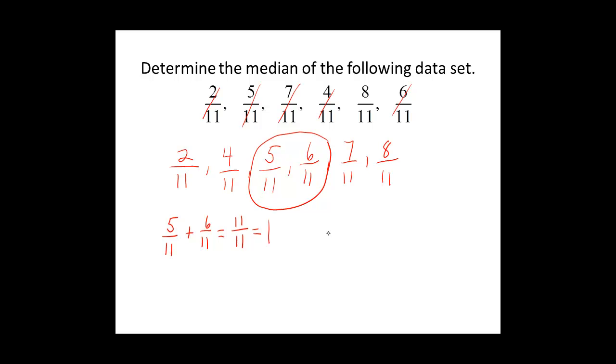To find the median, we need to take the sum and divide it by 2. We can also write 1 divided by 2 as a fraction. 1 divided by 2, or 1/2. So the median of this set of data is equal to 1/2.